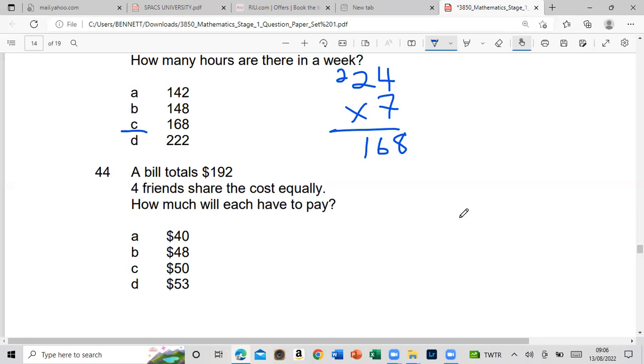So it's 192. Because think about it, each person is going to pay the same amount, so we can divide it by 4. 4 into 1, you can't. 4 into 19, that's 4. Multiply 4 times 4, that's 16.